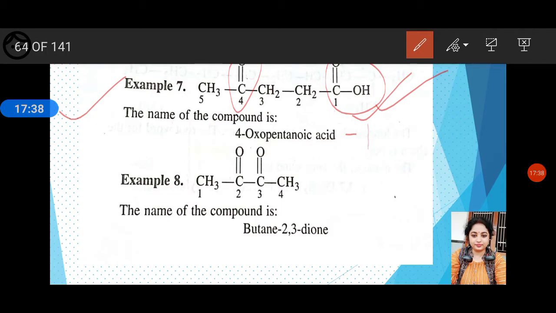Now write the other structure. CH3, CO, CO, CH3. From any side we can do the counting, from left hand to right hand or from right hand to left hand. So whatever is given is correct. 1, 2, 3, 4. On second and third position 2 keto groups are present. For keto we write one as its suffix name. So 4 carbon, butane 2,3 dione, or but 2,3 dione. Both are correct.